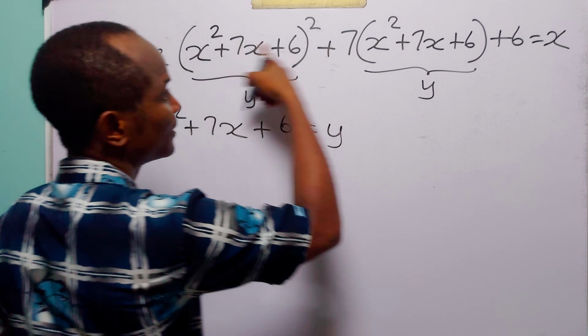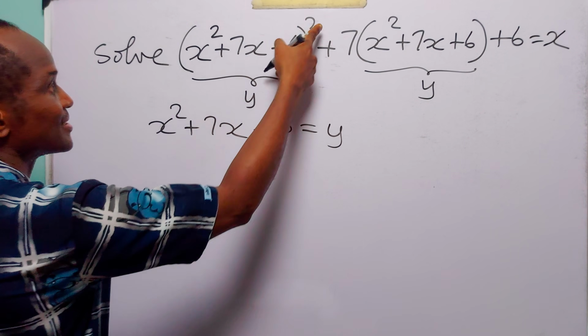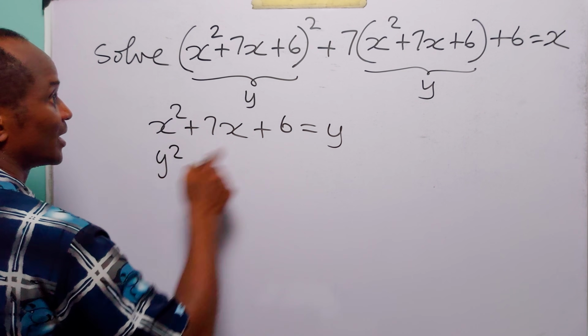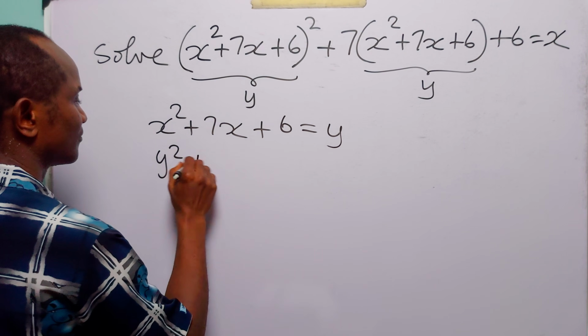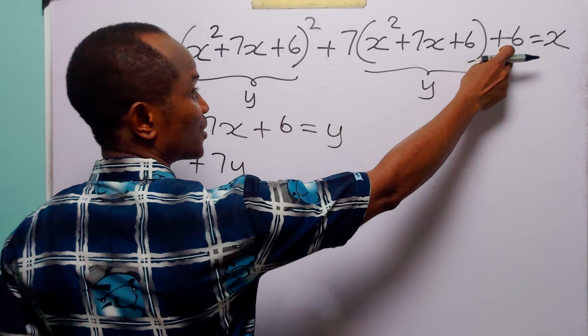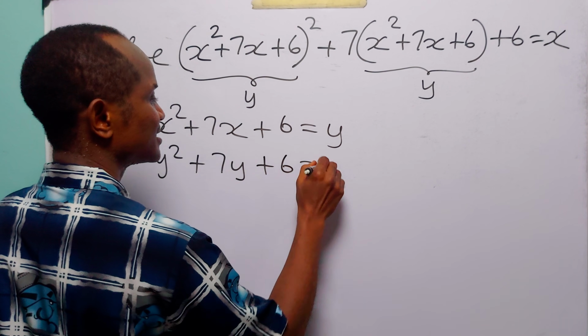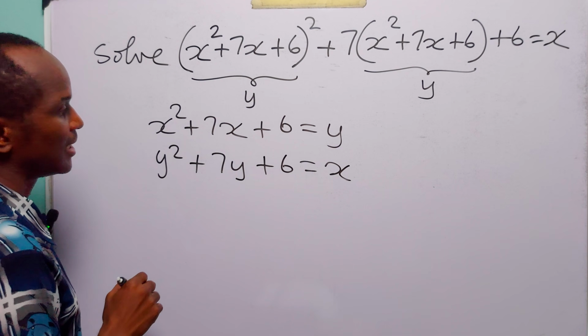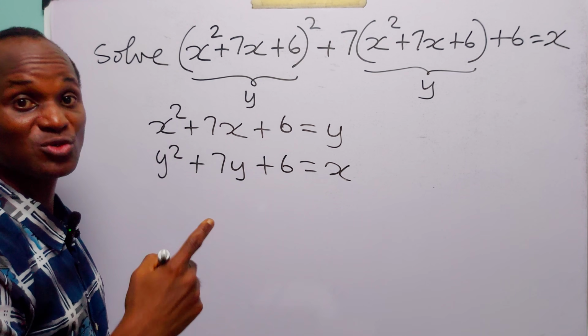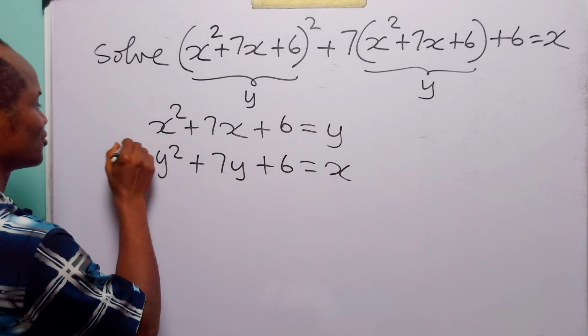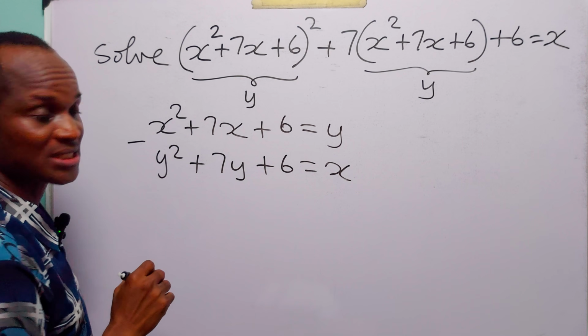Now from the original equation, you can see that y squared plus 7y plus 6 is equal to x. Now, to find a simple relationship between x and y, let us subtract the second equation from the first equation.